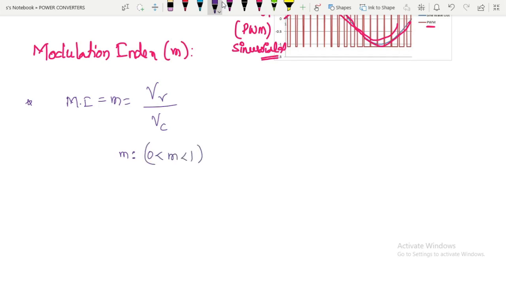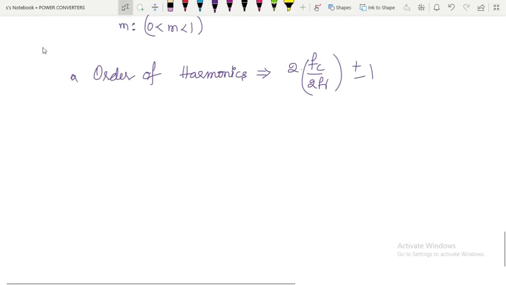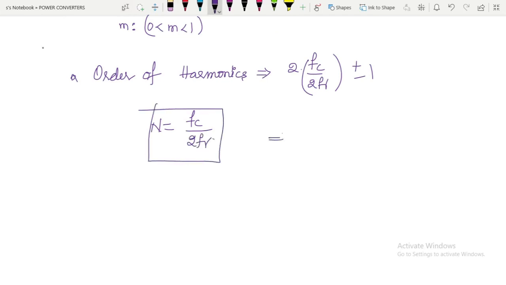So here, using this modulation index, we are going to get the order of harmonics, which is given by 2 into Fc by Fr, plus or minus 1. Okay, so this is the order of harmonics. Fc by Fr is nothing but the number of pulses per half cycle, right? This is the expression we have. So I am going to substitute this as 2n plus or minus 1 here.